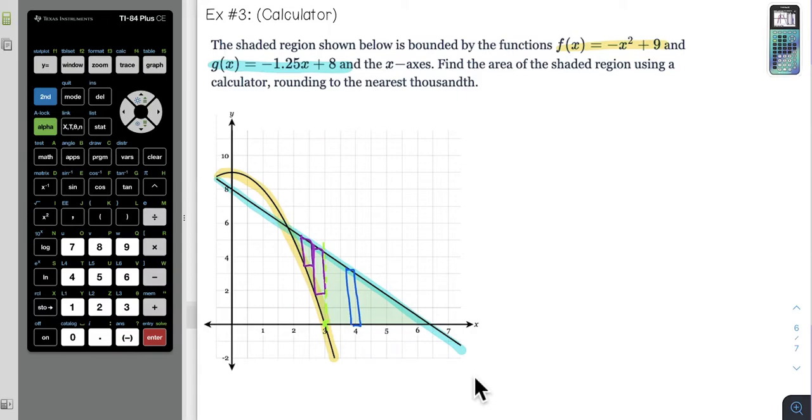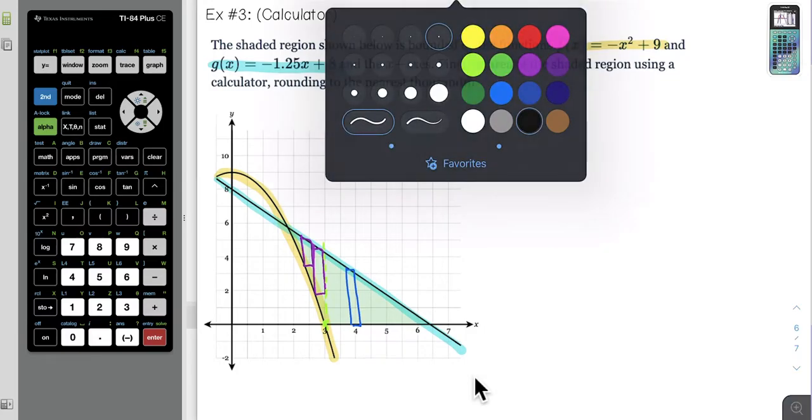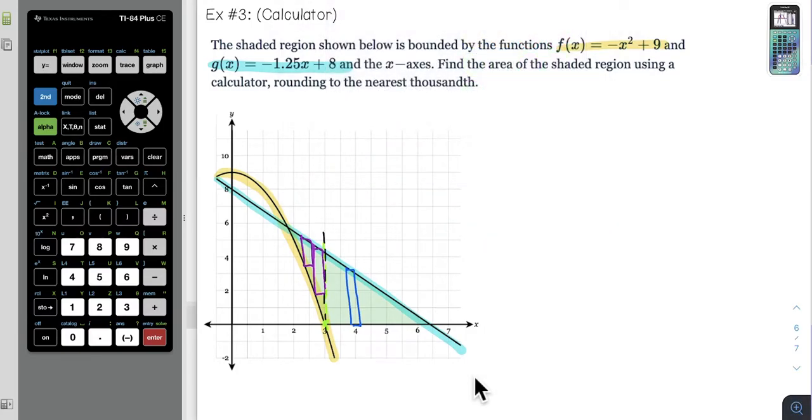So we have two different regions here because there's a point where it splits up. I'm going to draw that line in black because it's hard to see with the lime green. There's a splitting point between where the top and bottom are the same. On the left side of that black line, the top function is the line g of x, the bottom function is the parabola f of x. But on the right side of that line, the top function is the line g of x, the bottom is the x-axis. So we need two intervals here.